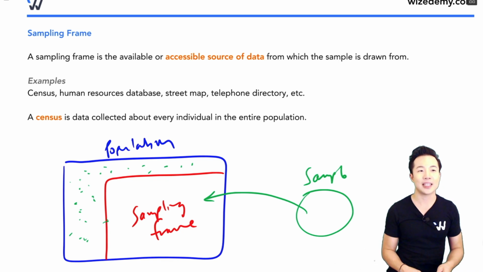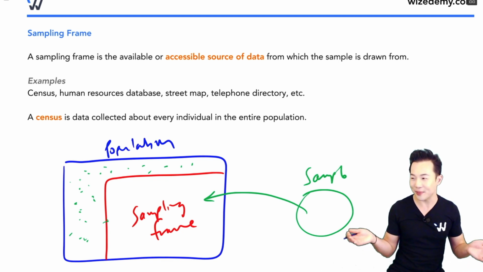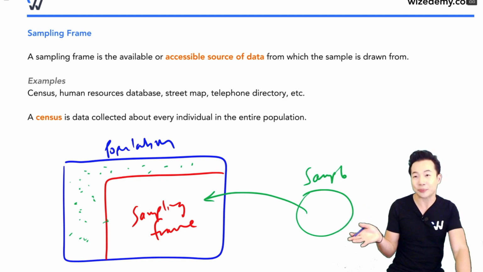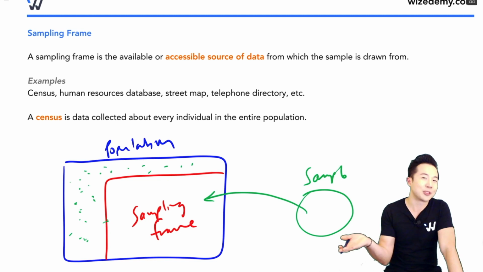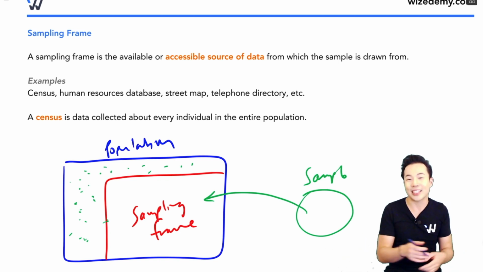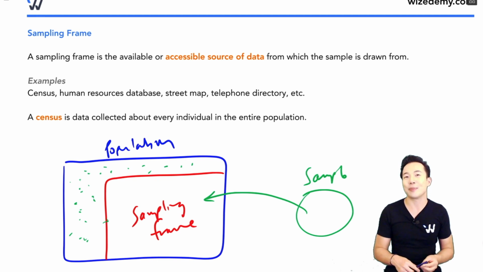A census is data collected about every individual in the population. That is the only time when you actually have information about everybody, assuming no one is left out. Realistically, I'm sure there are a couple people who are not accounted for, but let's keep it simple. A census is data that's collected from every single person in the population. Usually the government has that information.